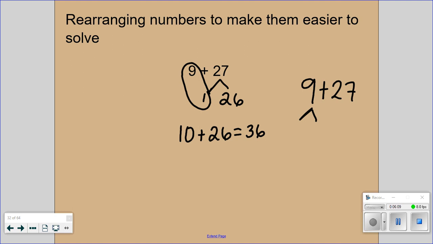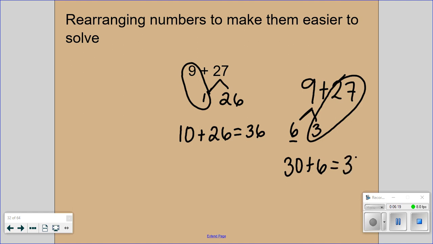All right, so Braden said, I know that I need 6 and 3 because I could smush together the 3 and the 27 to get 30. There's my leftover 6. 36. Isn't that cool? Love that.